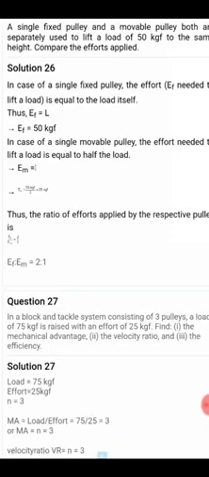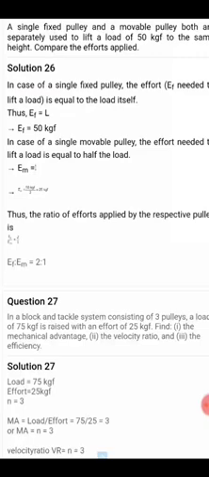Now we have a fixed pulley and a movable pulley. What did we study about fixed pulley and movable pulley? Fixed pulley, your MA is 1. Movable pulley, your MA is 2. Load is 50. If load is 50, in single fixed pulley, even your effort will be 50 because MA is 1. But in movable pulley, your effort will be half of it because your MA is 2.